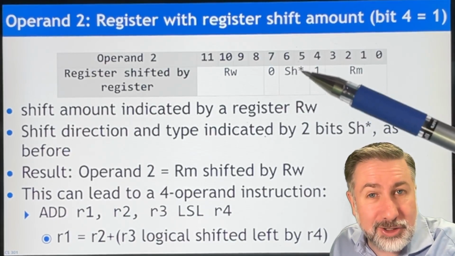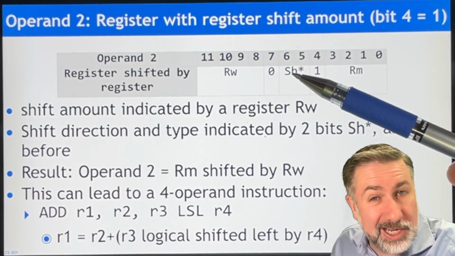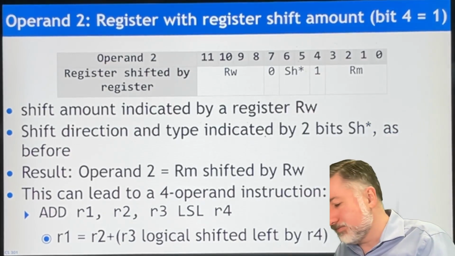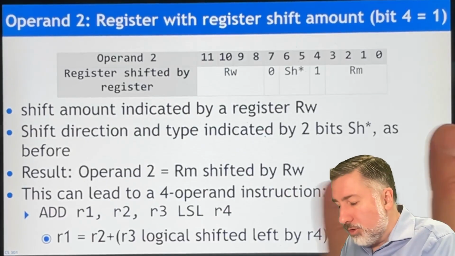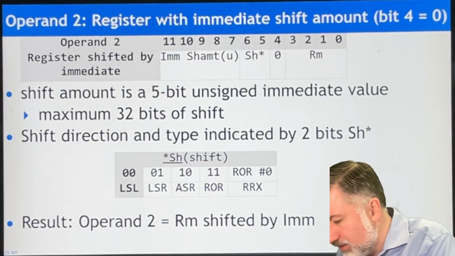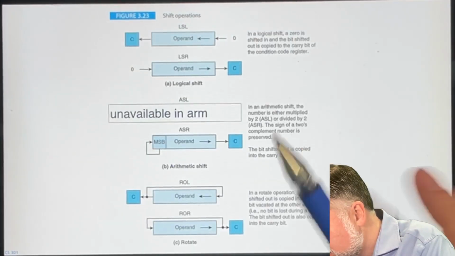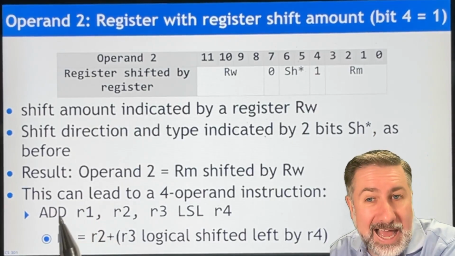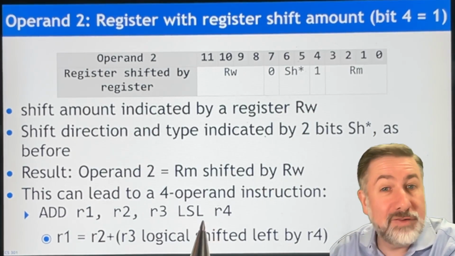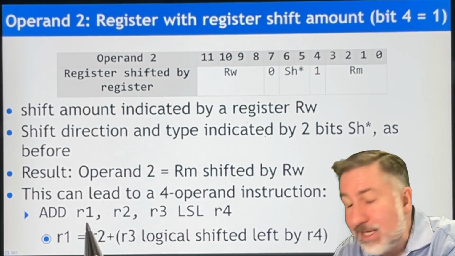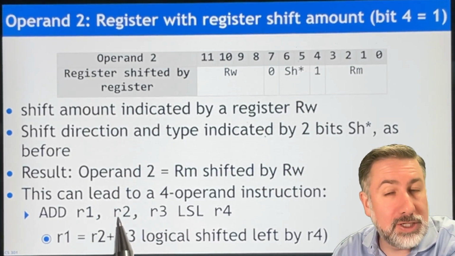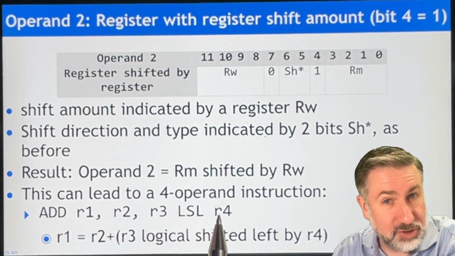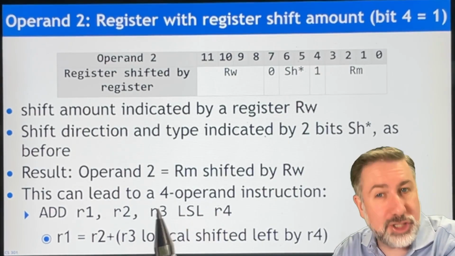Again, the shift value or the shift direction is specified in the same way, and then you specify a 4th register, which contains the shift value. So the way that those look, do I have an example of one here? Yeah. Here we go. Okay, so this is an example of adding two numbers together, one of which is shifted. So you're going to add into register 1 whatever's in register 2 plus whatever's in register 3 shifted by whatever's in register 4. This is how shifting is done in ARM.